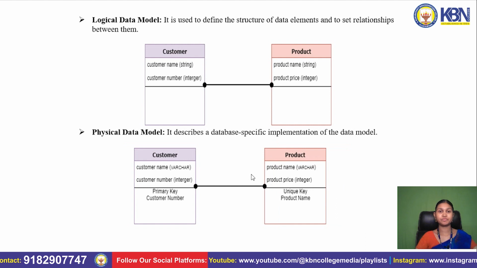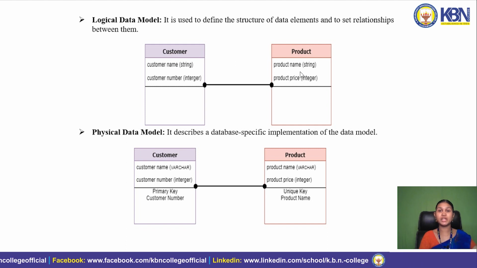And these give the customer-product relationship in the data model. Next one, logical data model. It is the structure of data elements. Previously we saw the data model; now in the logical data model you have to mention the data type also. Customer name will be represented as a string, and customer number will be represented as an integer. Likewise, product name has data type string and product price is an integer.